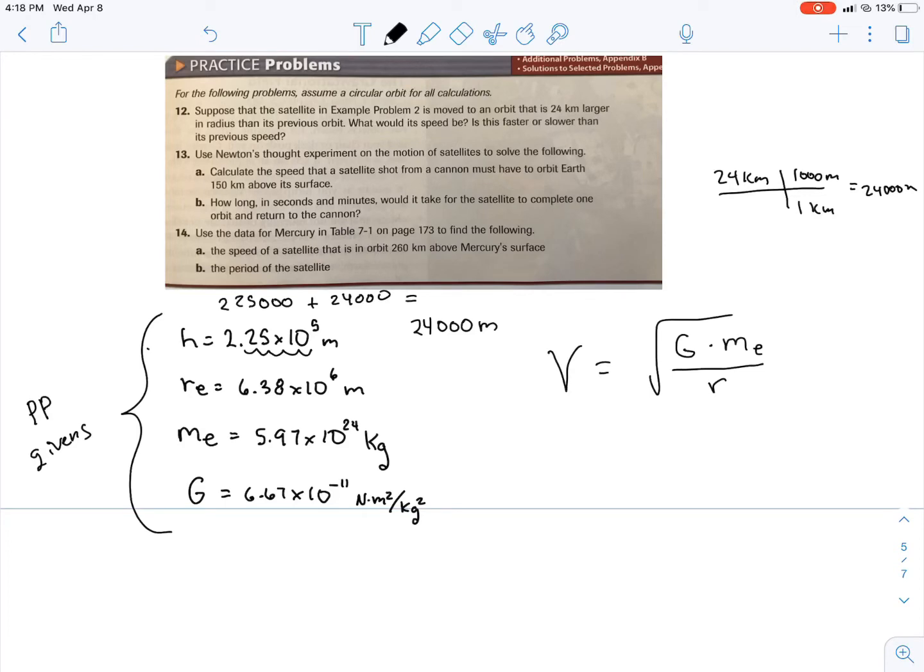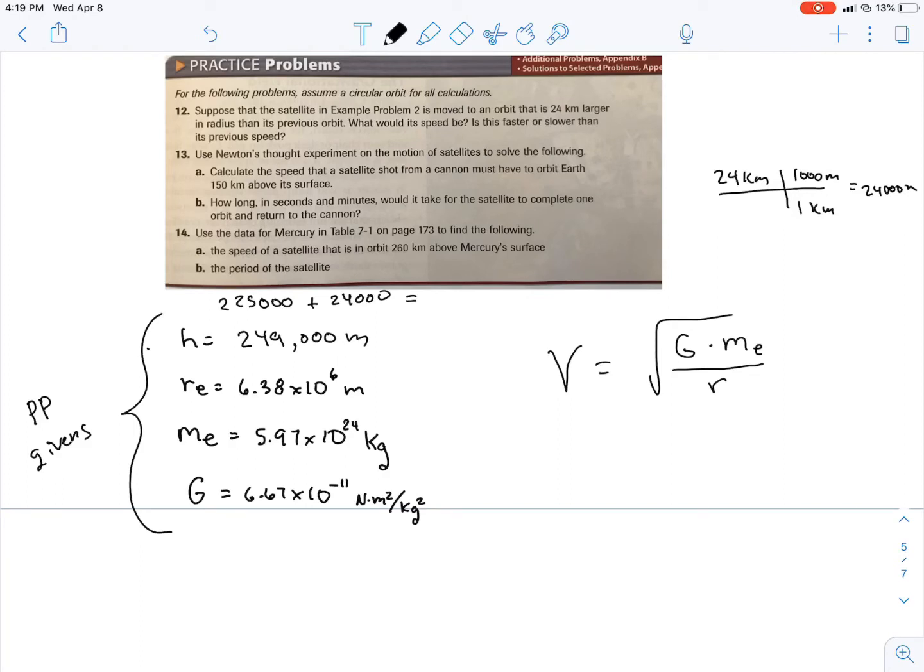Get out the handy dandy calculator here. You know, we could probably do this in our heads if we wanted to, but we're not going to do that. So we have 225,000 plus 24,000 equals, the new height above the Earth is going to be 249,000 meters.